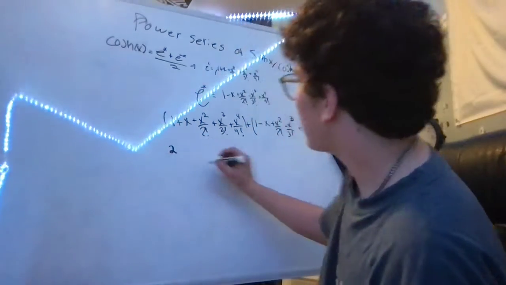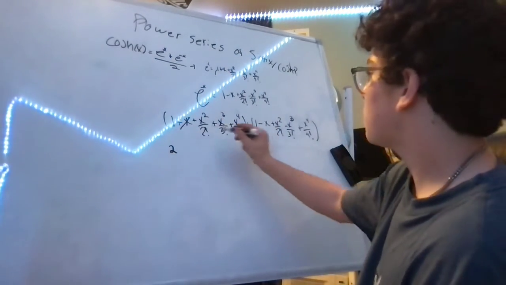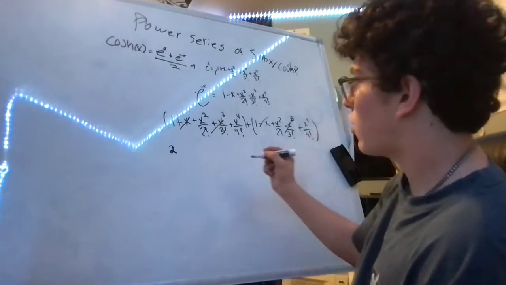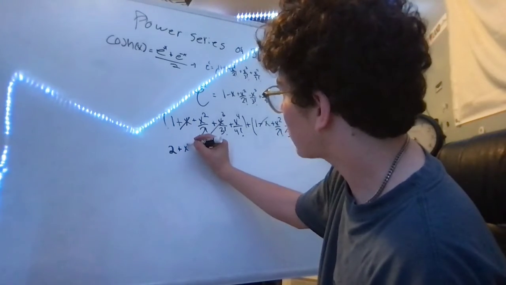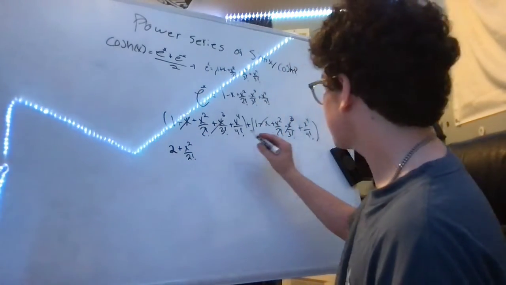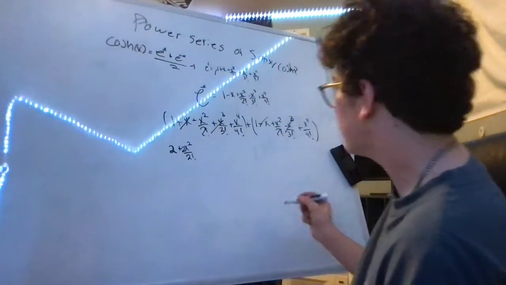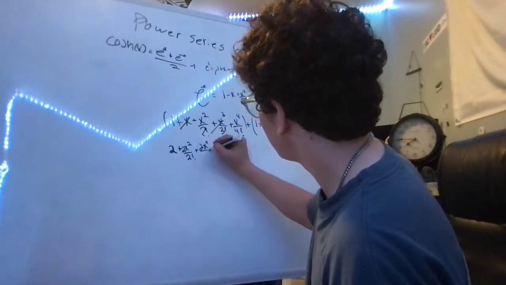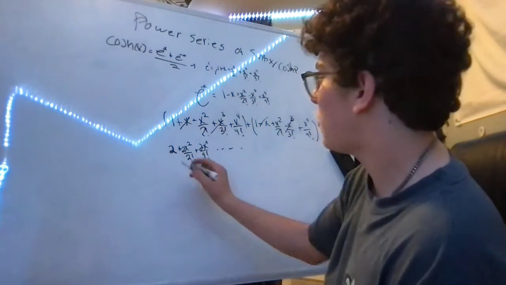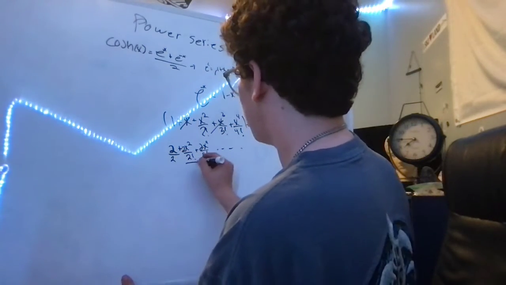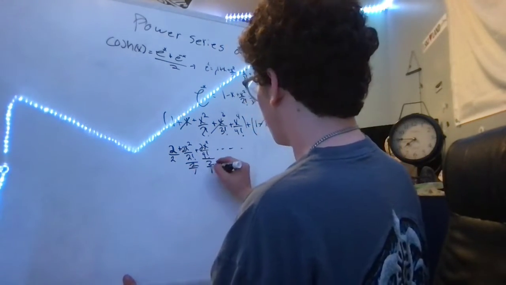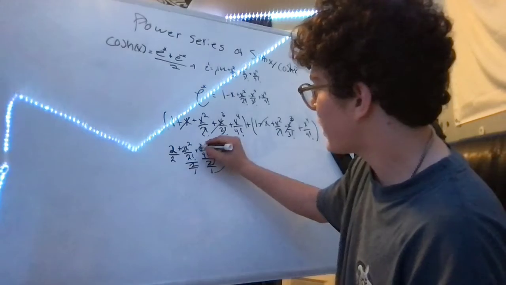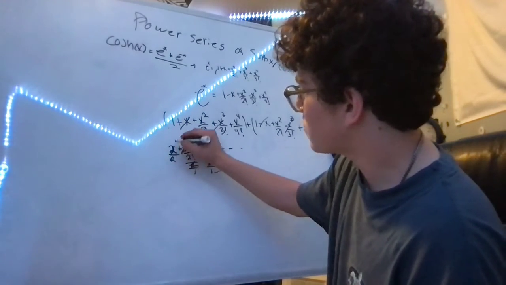Then we see that all of our odd powers are going to cancel out, because this is a plus and this is a negative, and so on and so forth for all of our odd powers, which means we're going to have 2 plus 2x squared over 2 factorial, and then plus 2x to the 4th over 4 factorial, and so on. Now if we divide each term individually by 2, we can see that these 2s will cancel, leaving us with 1 here.